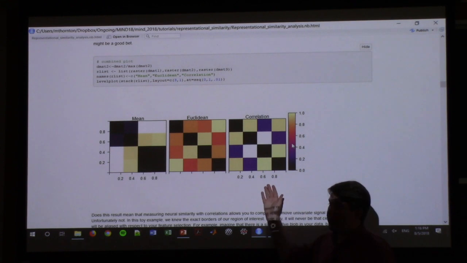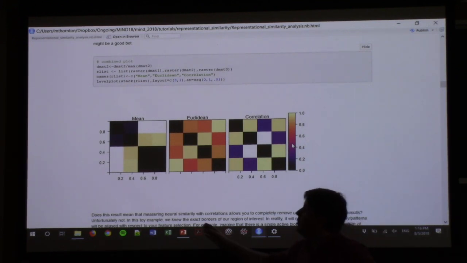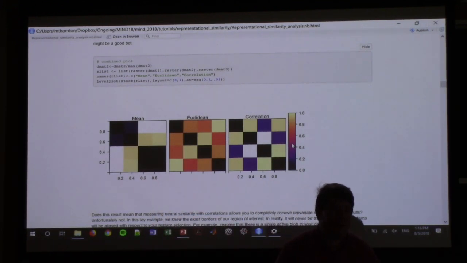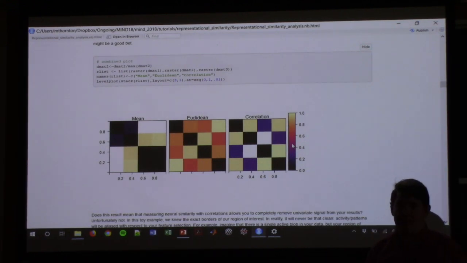The most popular distance metric used in fMRI is the correlation distance, and one of the reasons for that is that it explicitly removes the mean signal from the pattern. So ostensibly, what you're modeling in RSA is the distributed pattern of neural activity and how similar those patterns are to each other, rather than just differences in overall univariate activity between different conditions.